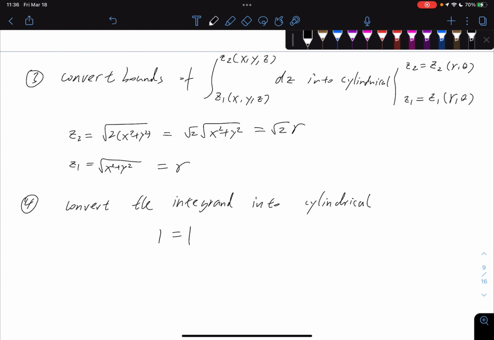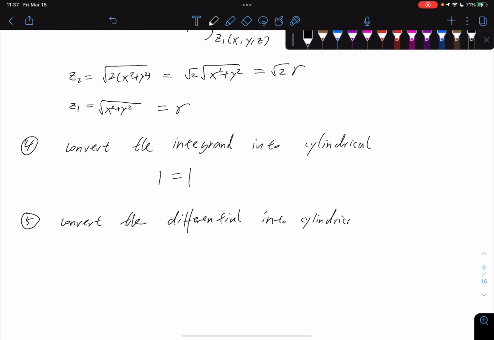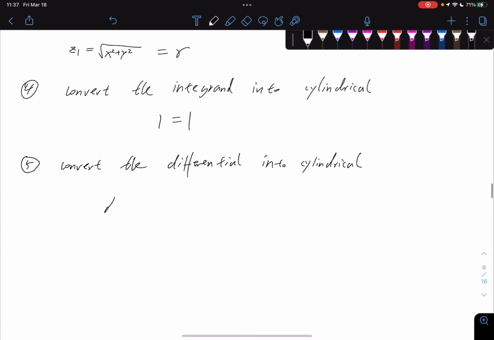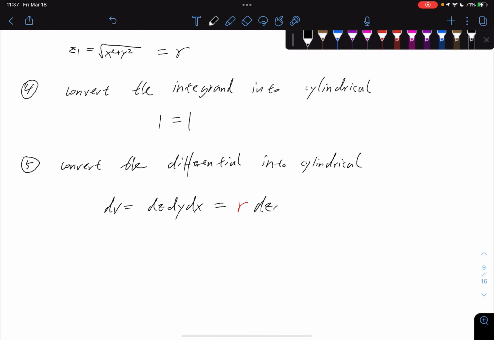And then finally, the final step before we assemble the integral is step 5, convert the differential into polar, cylindrical. Okay, so dV equals dz dy dx in rectangular. That becomes r, right? Don't forget about the r. I'm highlighting it for you so that you hopefully don't forget in your exam: r dz dr d theta.